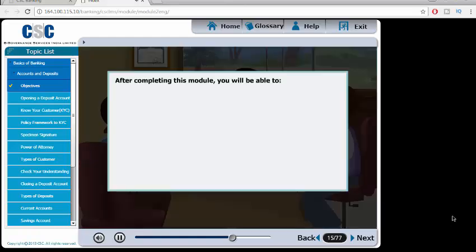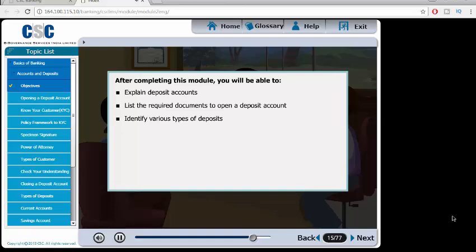After completing this module, you will be able to explain deposit accounts, list the required documents to open a deposit account, identify various types of deposits, and explain the operations in deposit accounts.